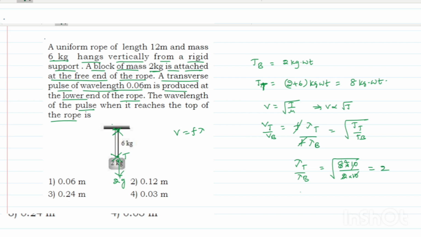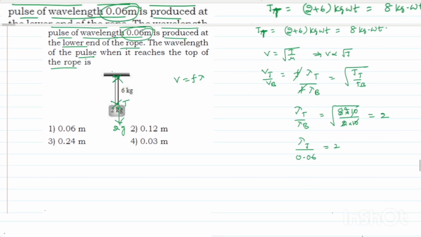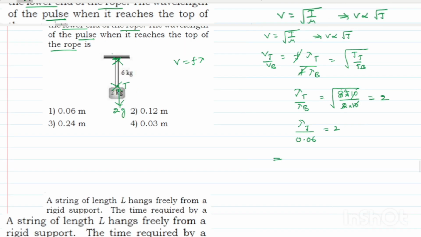So here the wavelength of the pulse when it reaches the top, they are asking. The wavelength at the top to the wavelength at the bottom, which is given as 0.06 meter, will be equivalent to 2. Now just simplify this one. The wavelength at the top will be equal to 2 into 0.06, which is nothing but 0.12 meter. This is the wavelength at the top value.